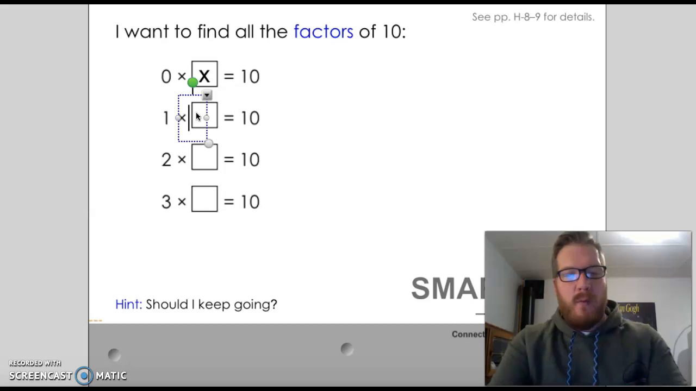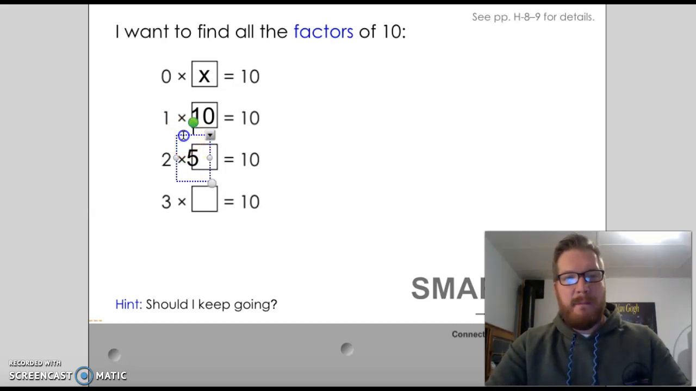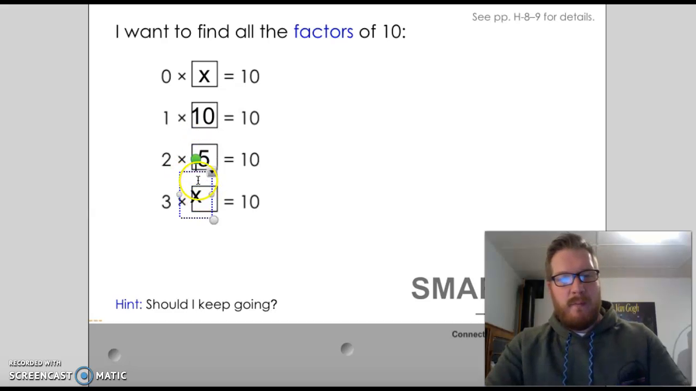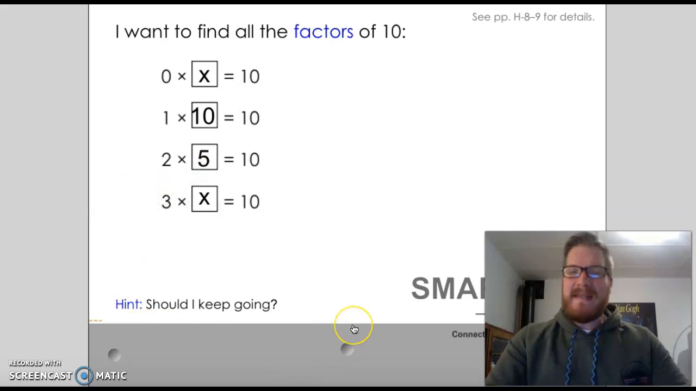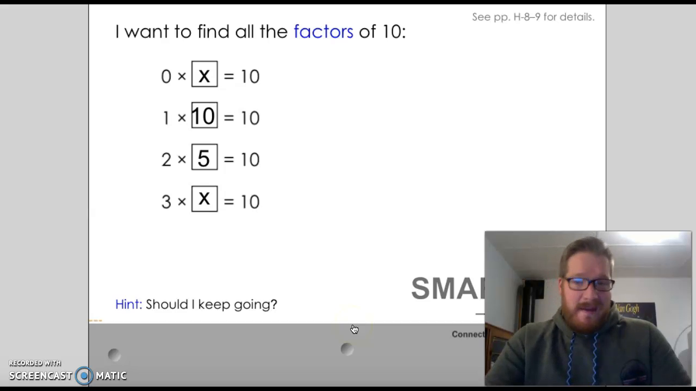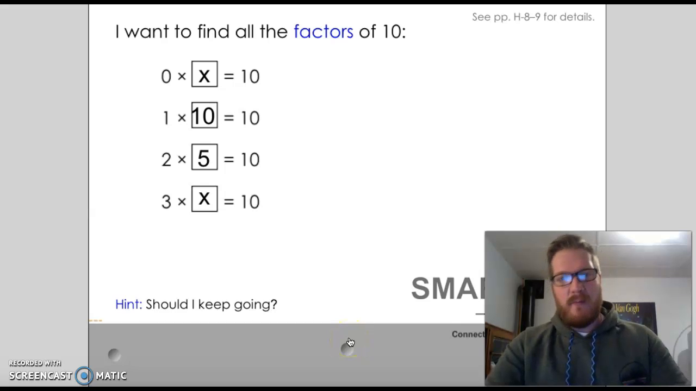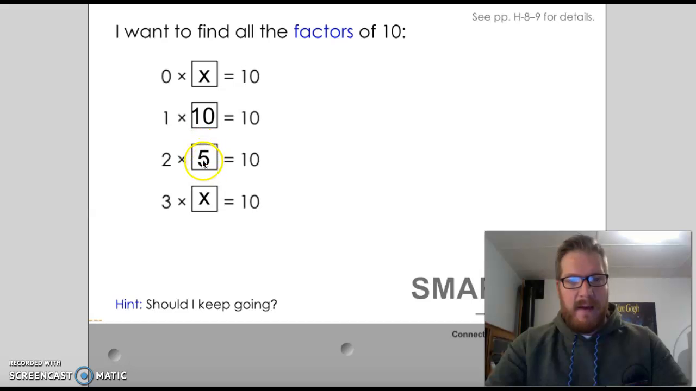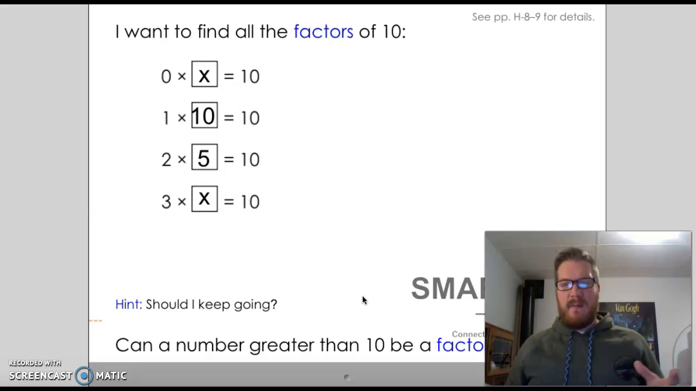For 10, 1 times 10 is going to be 10. So that gives us a factor pair. 2 times 5 is going to give us 10. And for 3, we'll put an X there because nothing will give us 10 when we multiply by 3. Now, do we need to keep going? Do we need to go to 4? We can, but again, there's going to be an X there. And then once we get to 4, you don't have to really go much further because we've already got 5 over here.